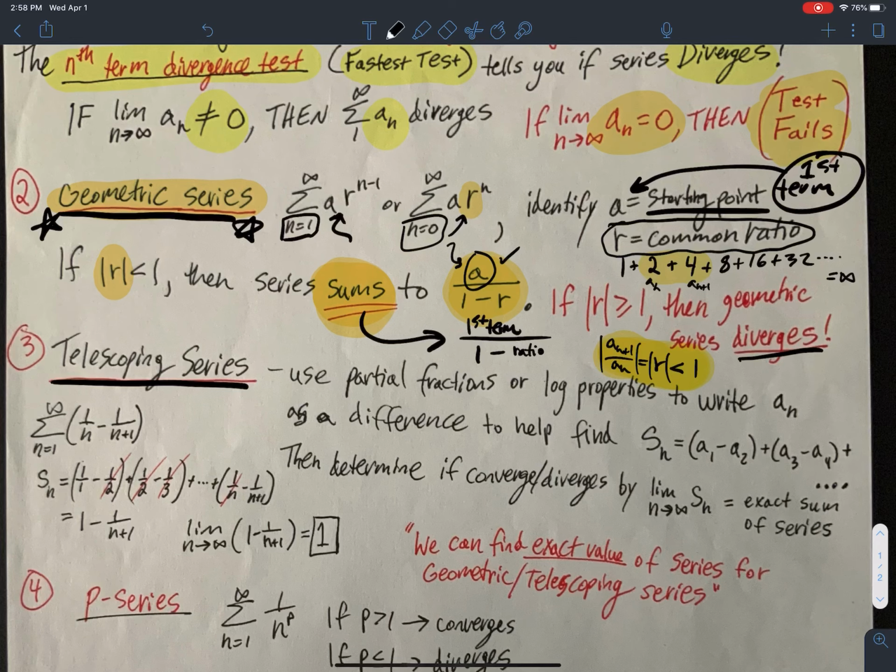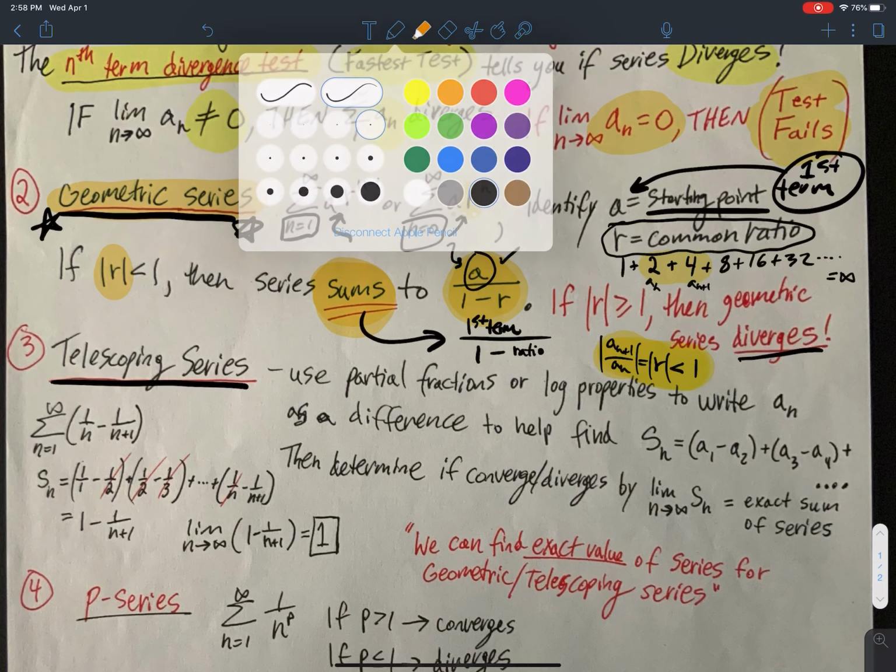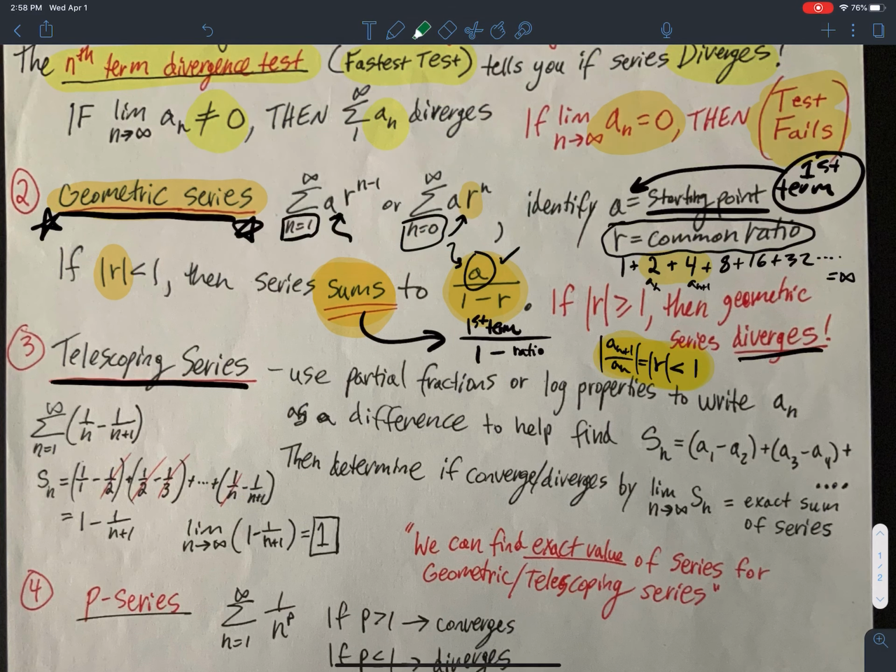Telescoping is another one that we know what it sums to. A telescoping series is very important because we actually can figure out what the sum is. Now, how do we do this? We look at the nth partial sum, Sn, and then we take the limit as n goes to infinity.